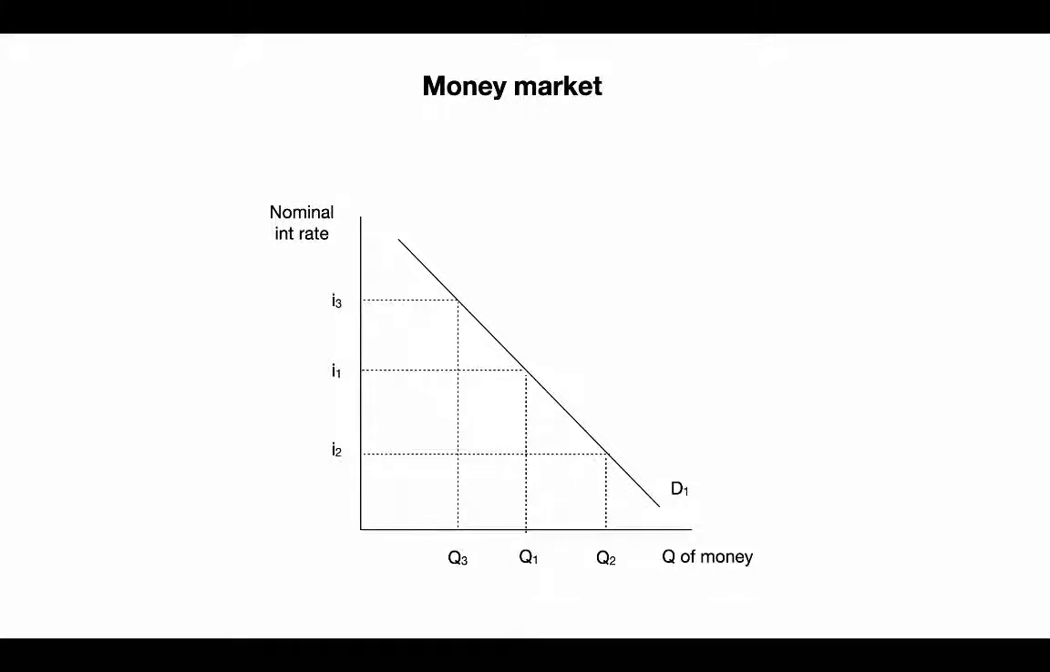So this is one of the easier graphs. There aren't too many scenarios that we have with the money market. So we have demand for money, and this is basically how much of your wealth do you want to hold in the form of money as opposed to holding some other assets.